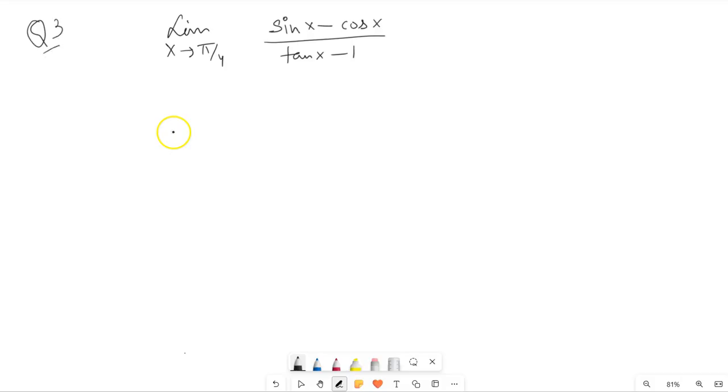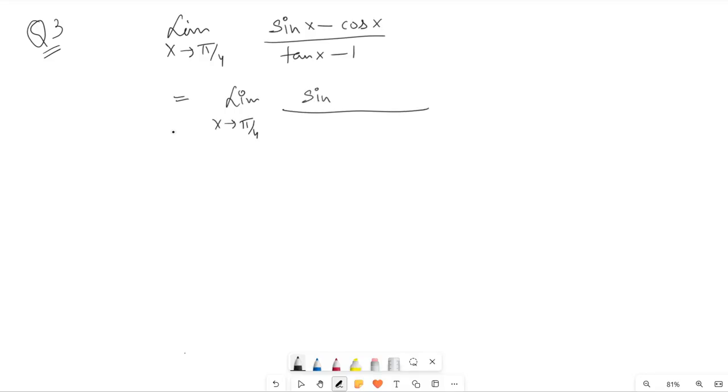Here is the next part from question number 3. This is a limit involving trig, and if you check, when I try to plug in pi by 4 in the denominator, it becomes tan pi by 4. Tan pi by 4 is 1, 1 minus 1 is 0. So that won't really work. So I need to simplify it. I'm going to try simplifying it using my trig identities.